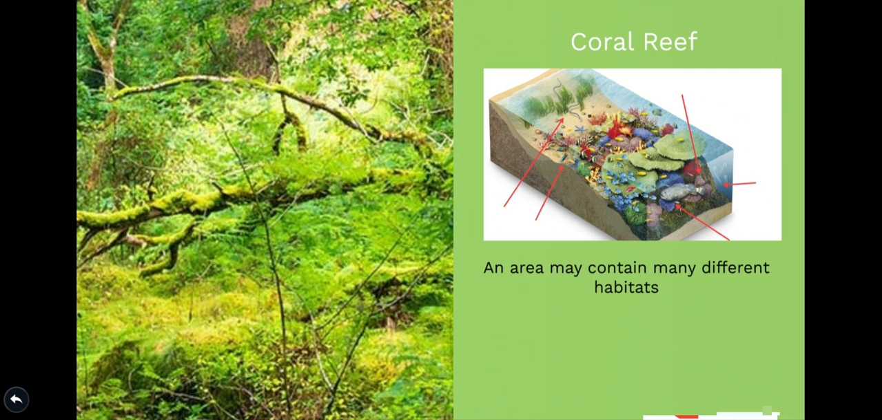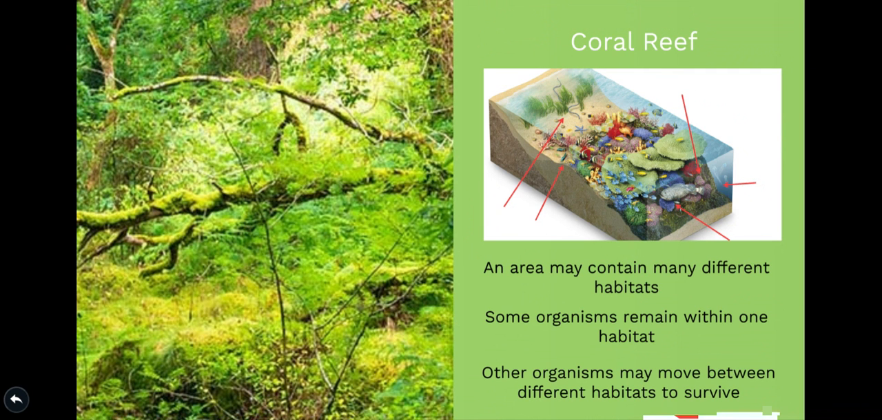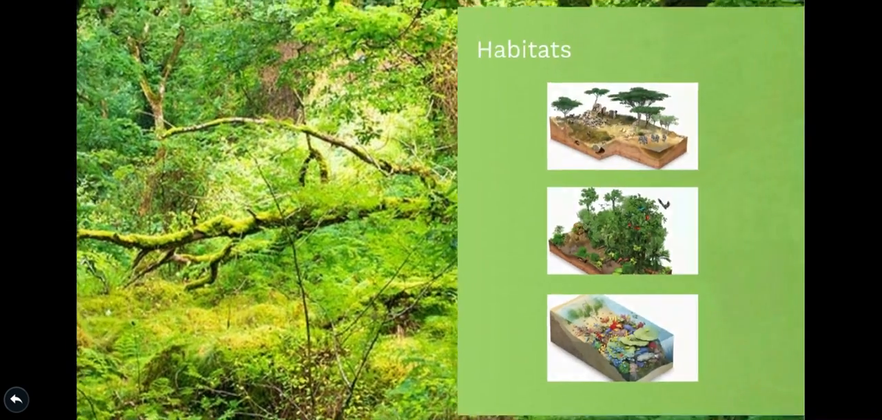So an area may contain many different habitats. By looking at just one particular place, you can start to identify these habitats. Some organisms will remain within one habitat. It might be something static, like a plant, in which case it's only going to have one habitat. It might be something mobile, like an animal, that may stay in one place for safety, like a clownfish, or it may move around from place to place to find food and shelter. Other organisms may move between different habitats to survive in that particular case.